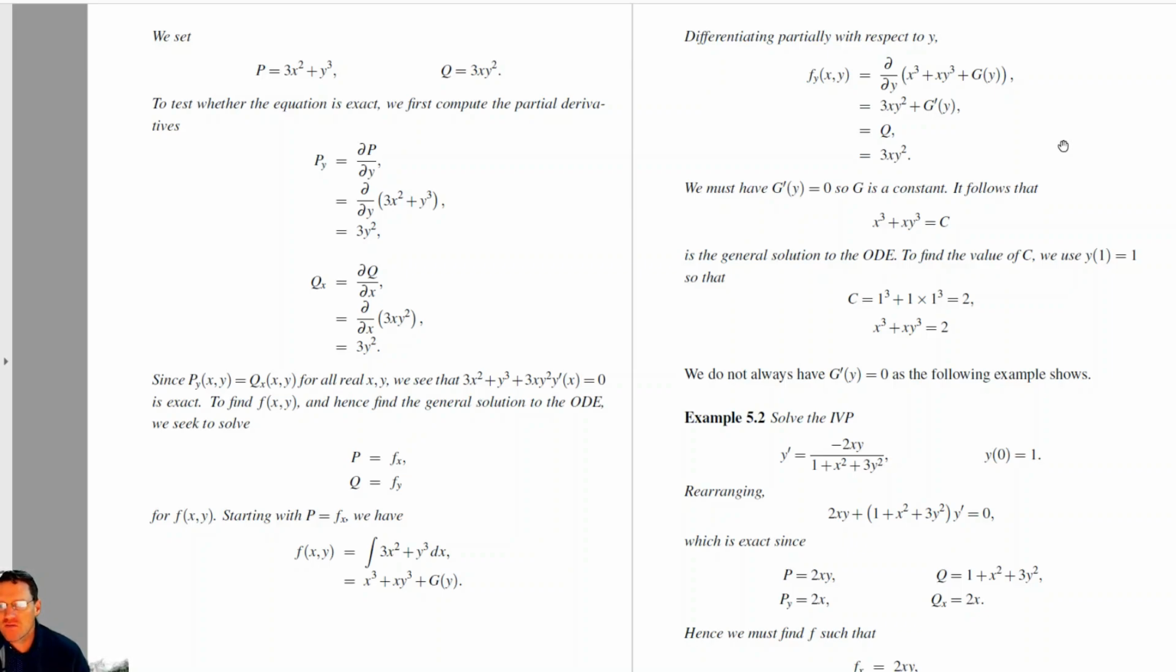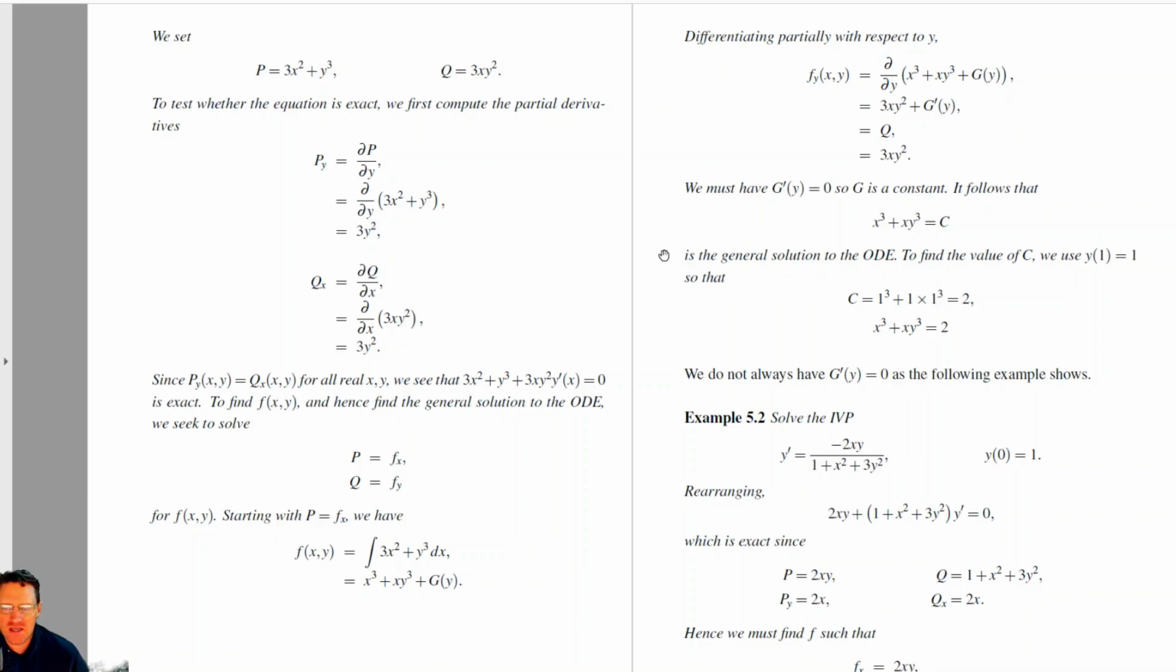Okay, so now we have our function f, right, that we got down here on the bottom left. F of xy is x cubed plus xy cubed plus a constant. Okay, and so we can just rename that constant to its negative and say that we have the curve x cubed plus xy cubed is equal to a constant. All right, so now we found the general solution to the original ODE.